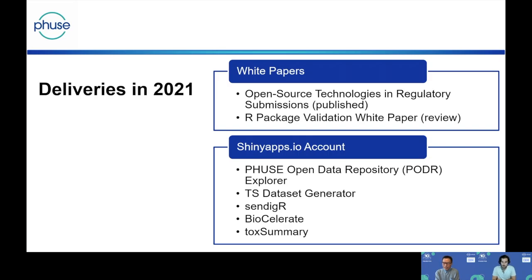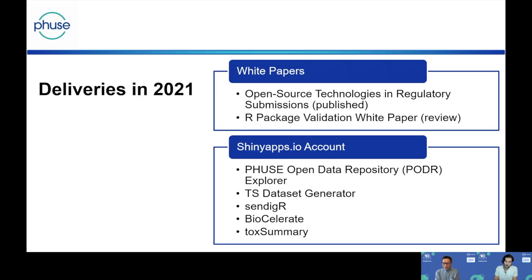The second one is the R package validation white paper that has already passed working group review, and is in steering committee review now. This white paper will introduce you to the R package that can be used to validate your open source R application or R package.